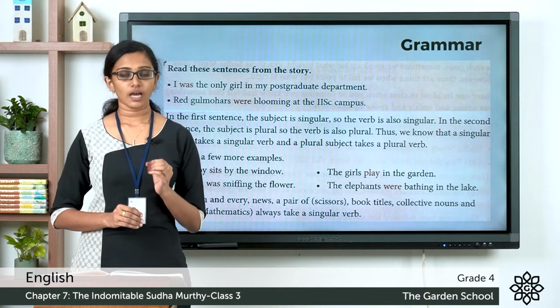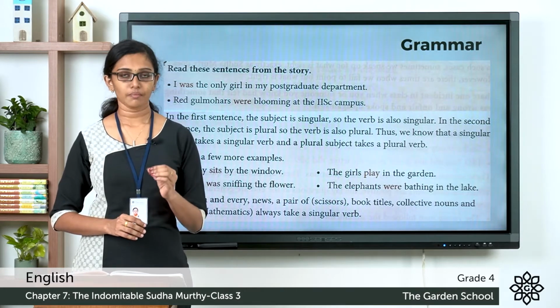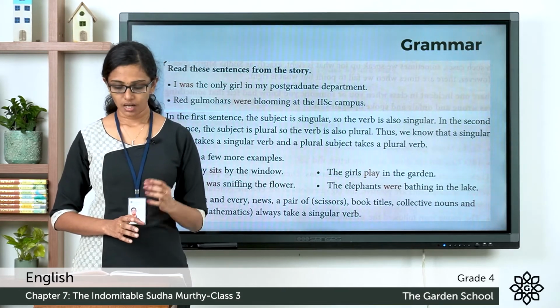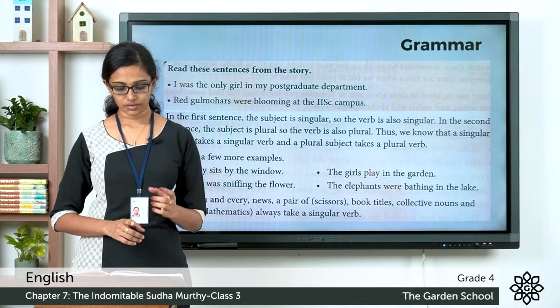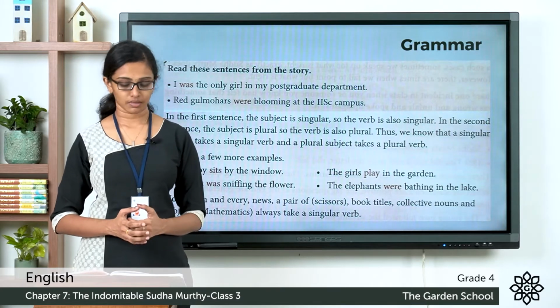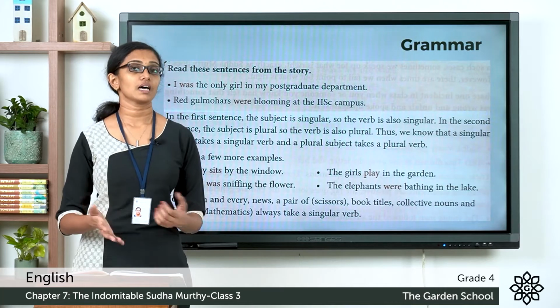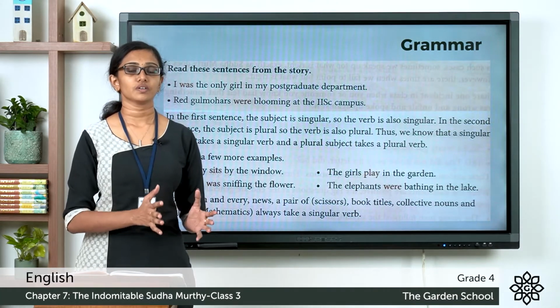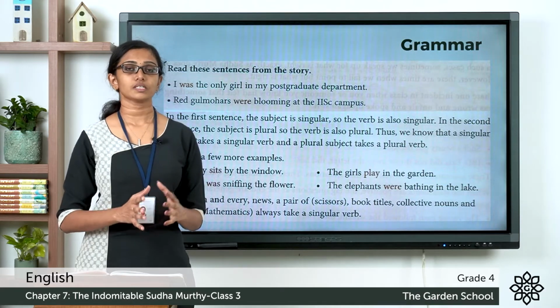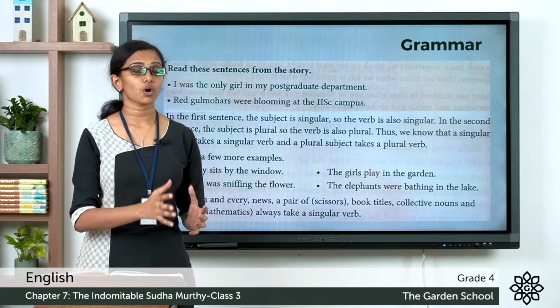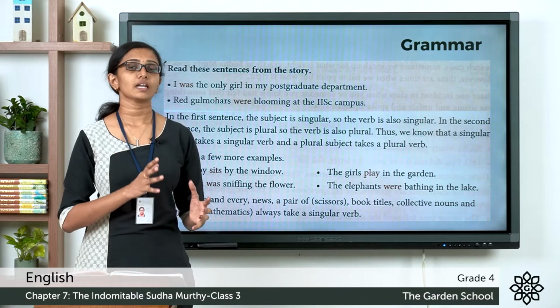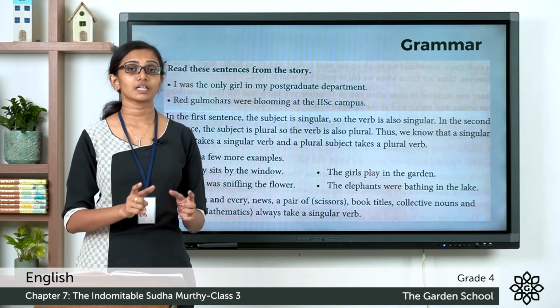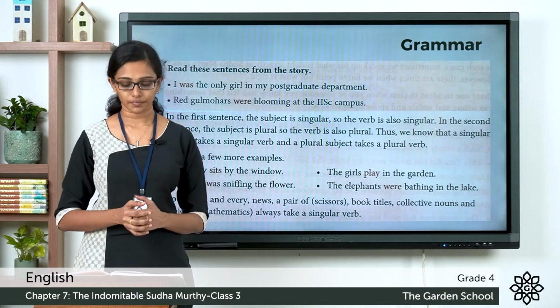Note that each and every, news, a pair of, like in scissors, book titles, collective nouns and subjects, for example mathematics, are always considered as singular and take a singular verb. For example, we say each and every tree was tall. We don't say each and every tree were tall. Instead, we say each and every tree was tall. It's considered a singular subject there.